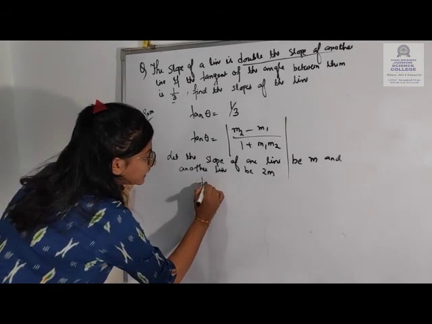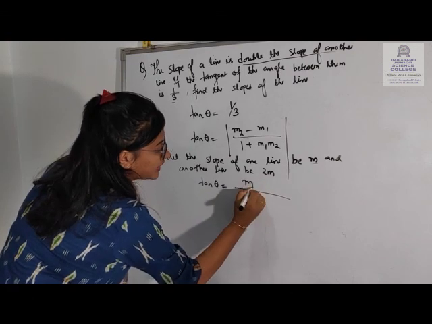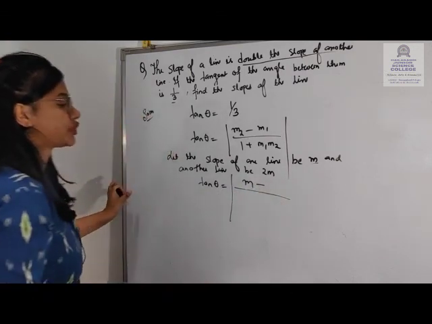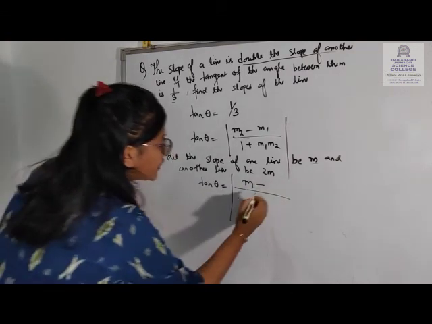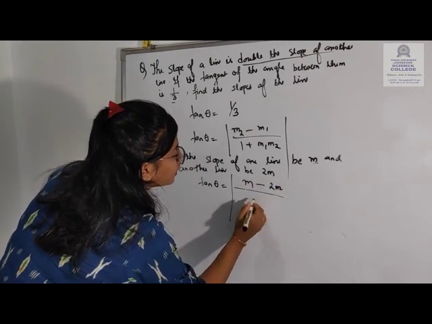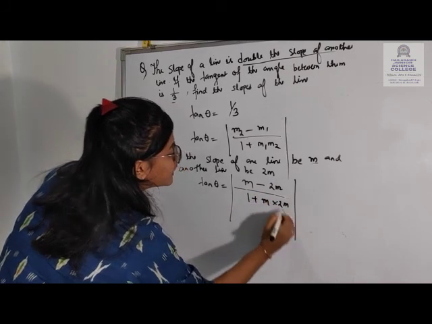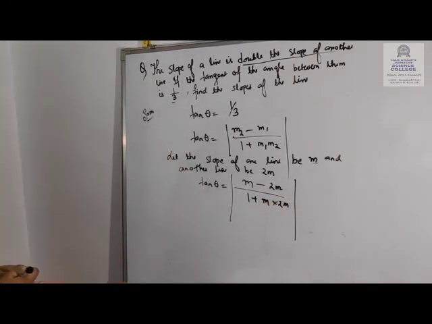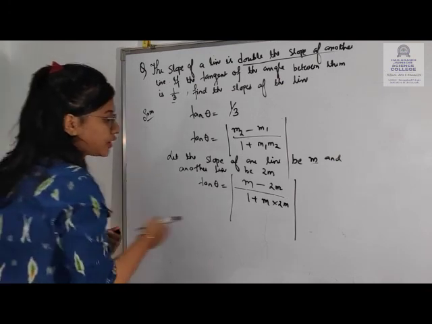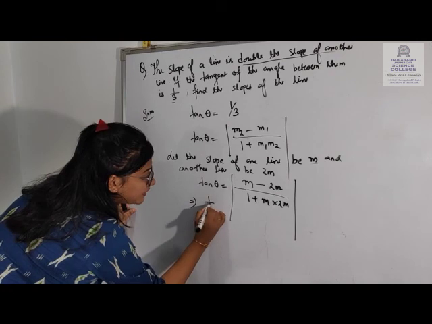So what will tan theta be? Tan theta is equal to m2 minus m1. Suppose m minus twice m, with a modulus sign, because the result may come out positive or negative. So I am taking the modulus here: m minus twice m divided by 1 plus m into twice m. This is the formula for finding the angle between the two lines in terms of slopes. Now what is the value of tan theta? The value of tan theta is 1 by 3.